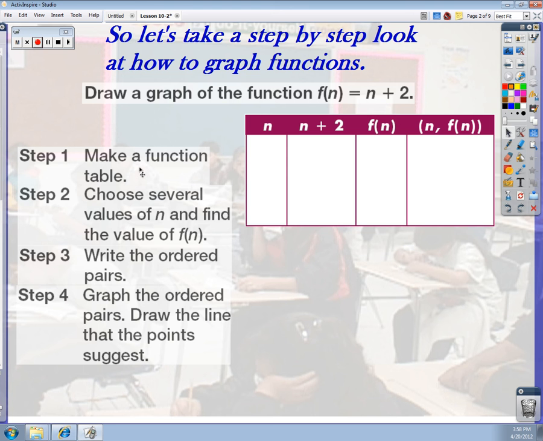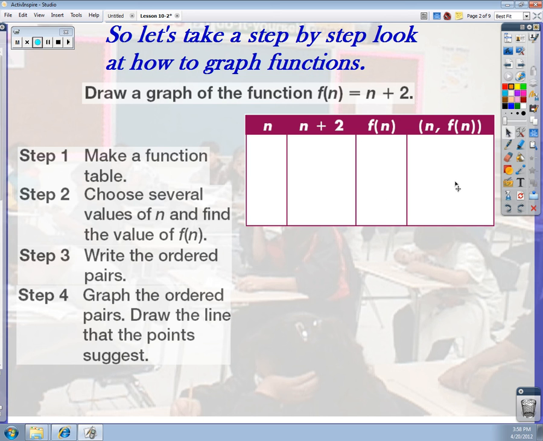Step number one is always to go ahead and create a function table. This will help students be able to record the information in a systematic approach and come up with the correct answer. Using the table n, next column n plus 2, which is your rule. So here this is actually called your domain. You have your function rule, and then you have f of n, which is also called your range.